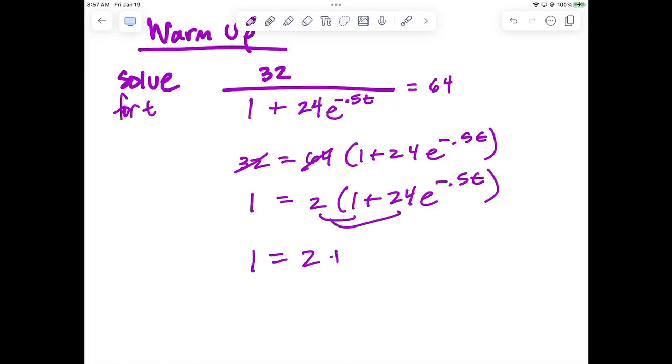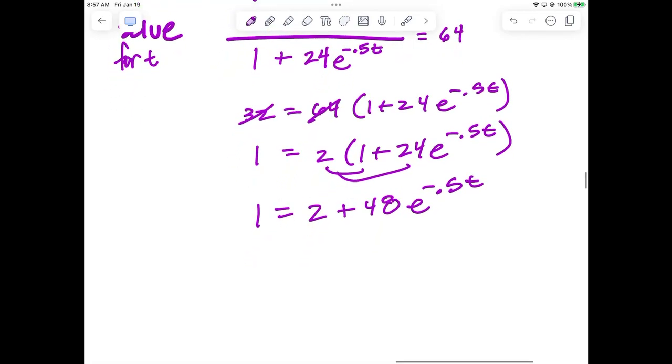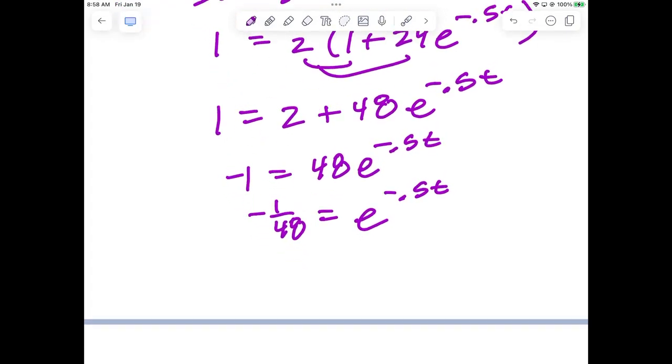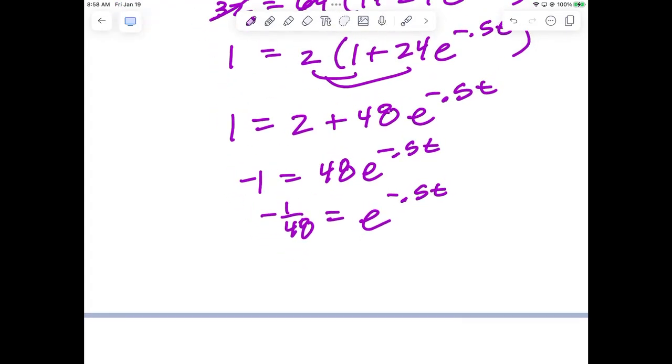So I get 1 equals 2 plus 48 e to the negative 0.5t. And now we've got to isolate the variable terms. So we'll subtract 2, and we get negative 1 equals 48 e to the negative 0.5t. Then I'll divide through by 48, and I get negative 1/48 equals e to the negative 0.5t. And now I'll do what? How do I un-e it? Natural log it. Now, is this going to even work?